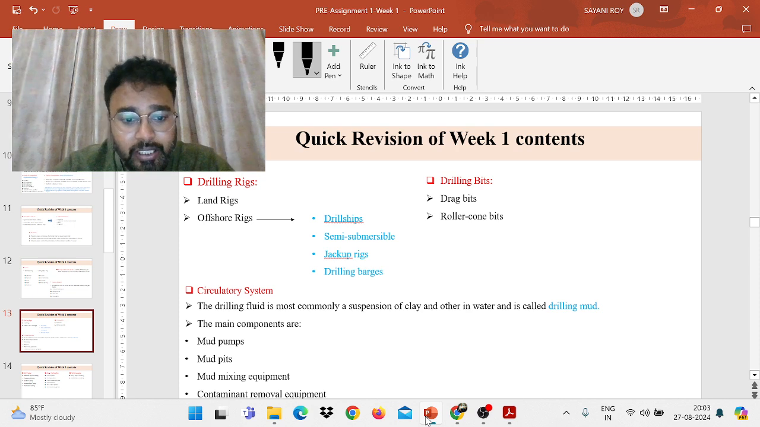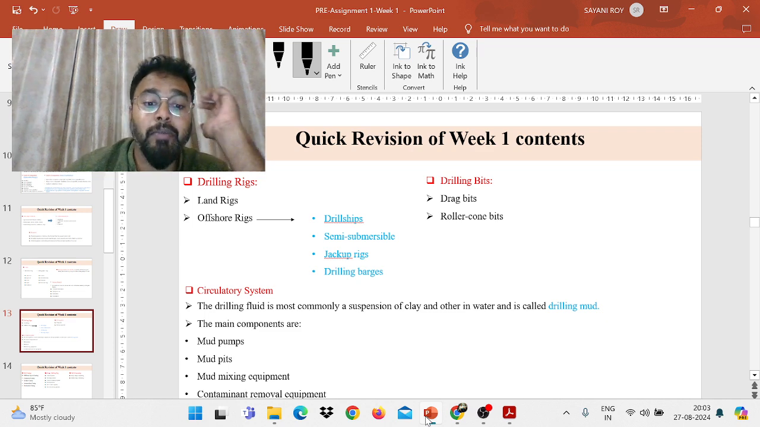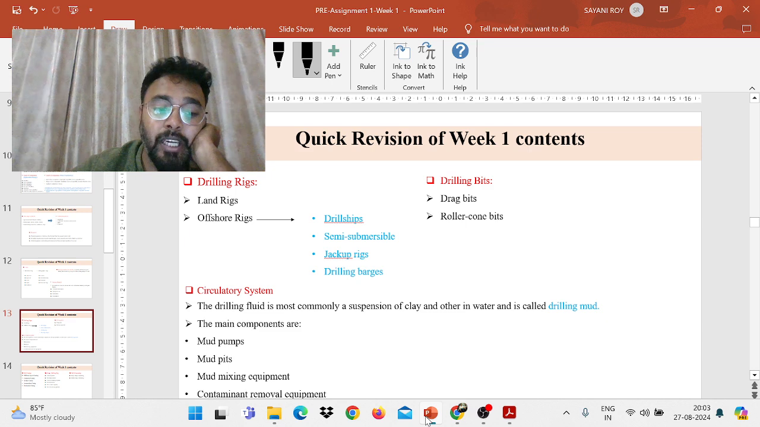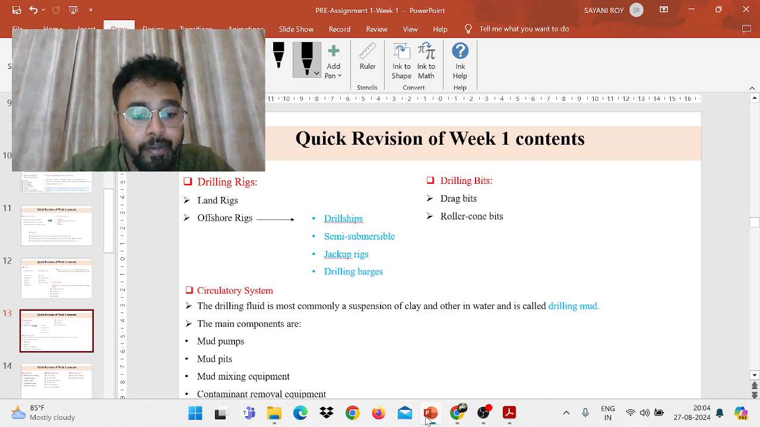So what is drilling mud? It is a fluid, most commonly a suspension of clay and other materials in water. Mud is mainly clay, and there are many materials that are used: weight building agents are used, weight reducing agents are used, and corrosion inhibitors are used. These are other components that are used in the drilling mud. The main components of the circulatory system are mud pumps, pits, mud mixing equipment, and contaminant removal equipment. I won't go into the details again.